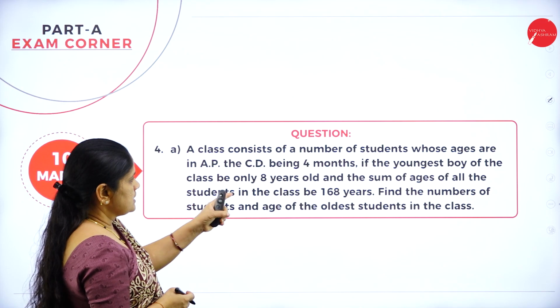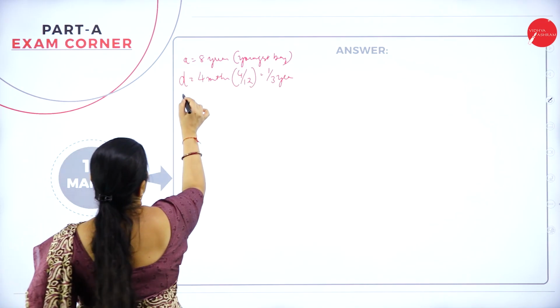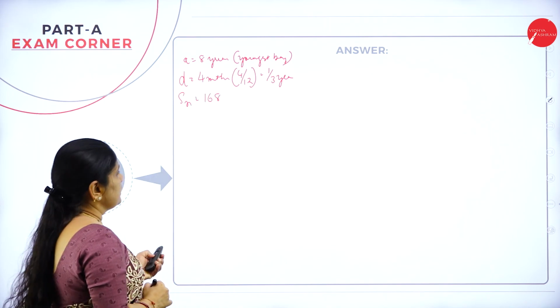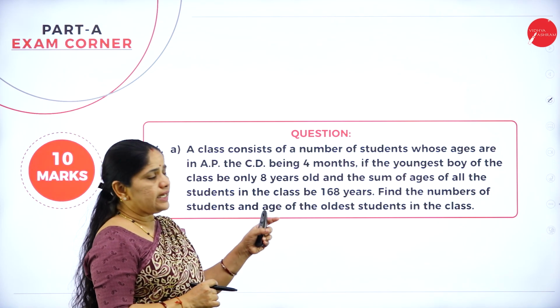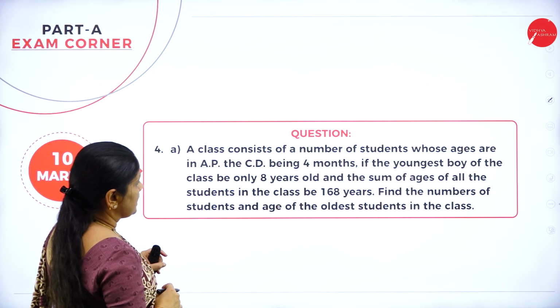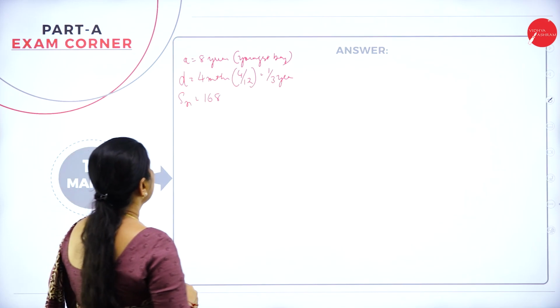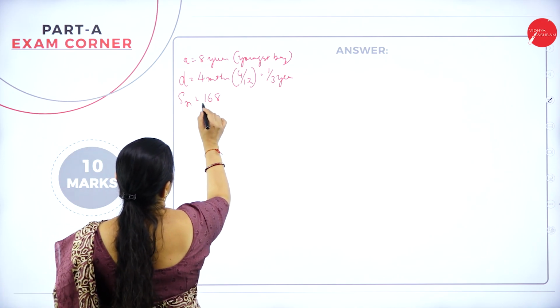Then, the sum of the ages is equal to 168. So, what is given? Sn equals 168. Now, find the number of students and also the age of the oldest boy of the class. Now, we have to find n here. So, how do we find n here? So, this will be equal to, they have given Sn.